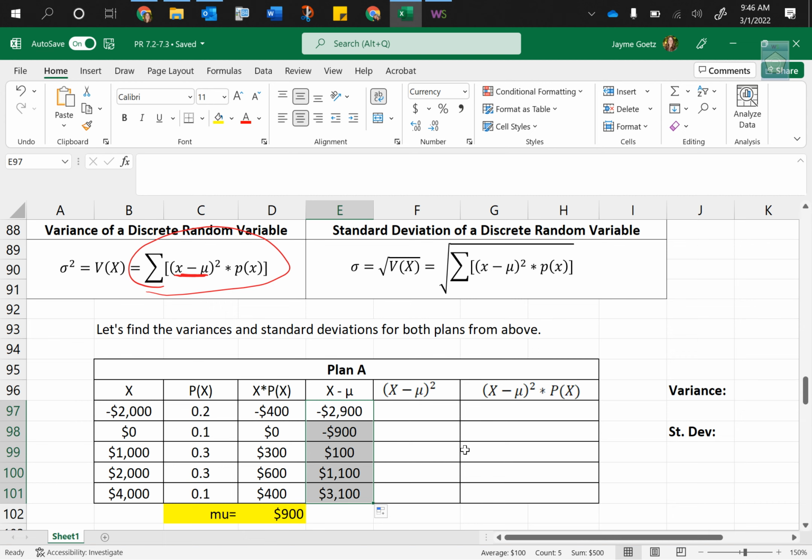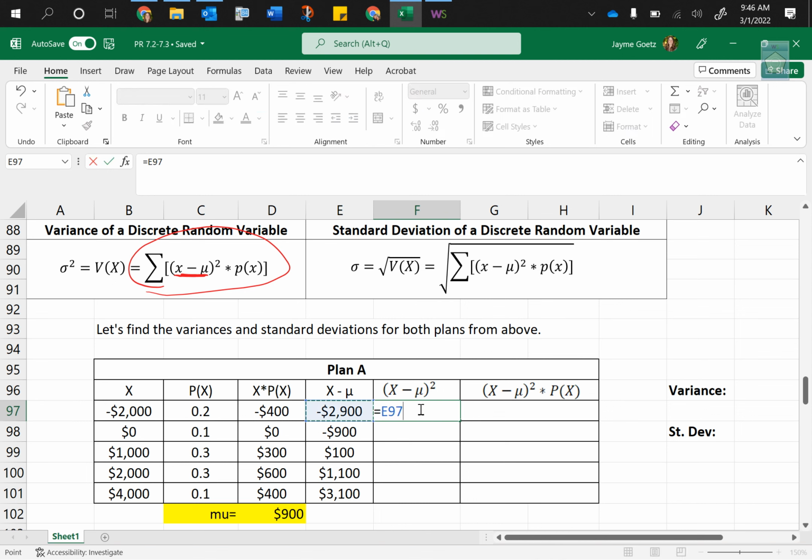So that's going to be my next column. I'm going to say equals, and I want that value that I just found raised to the second power. Then we're going to autofill that.